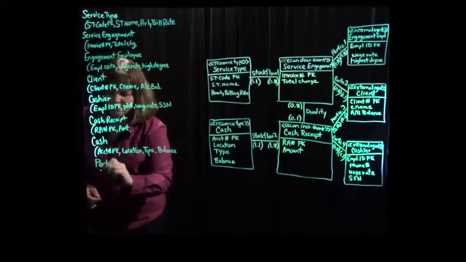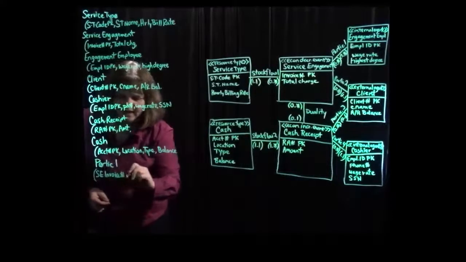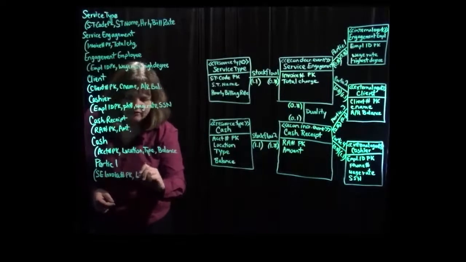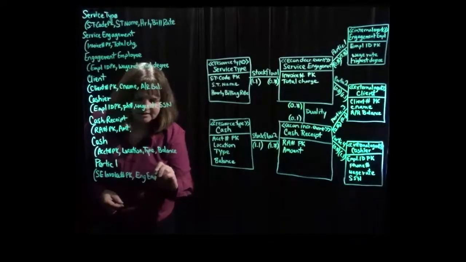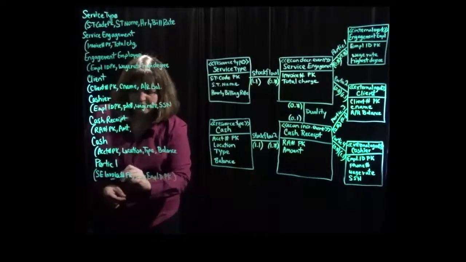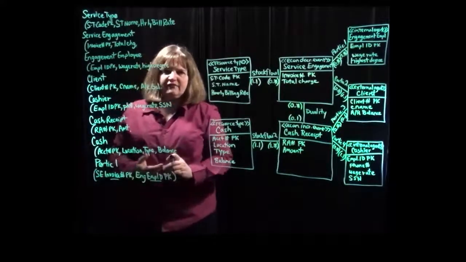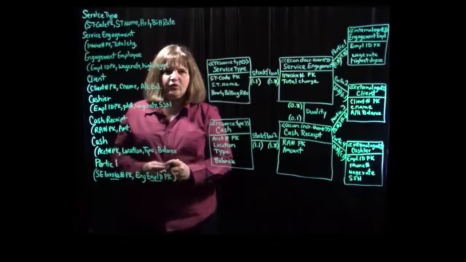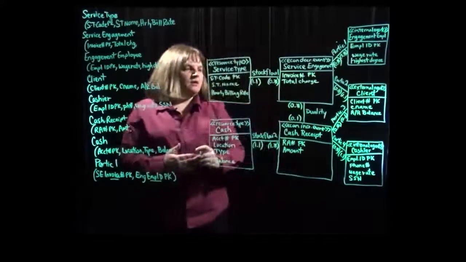And it's going to have the engagement invoice number as part of its primary key, and it's also going to have the engagement employee ID as part of its primary key. So it takes both the invoice number and the employee ID to uniquely and universally identify each instance of that participation one table. And so that will take care of that relationship.